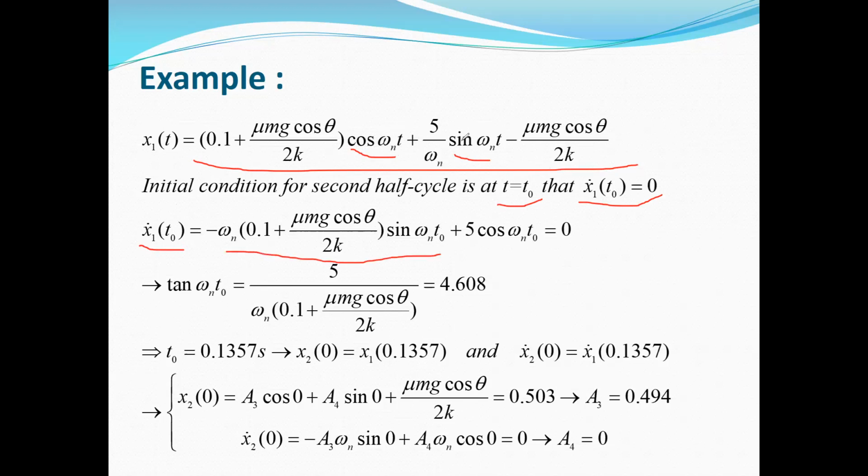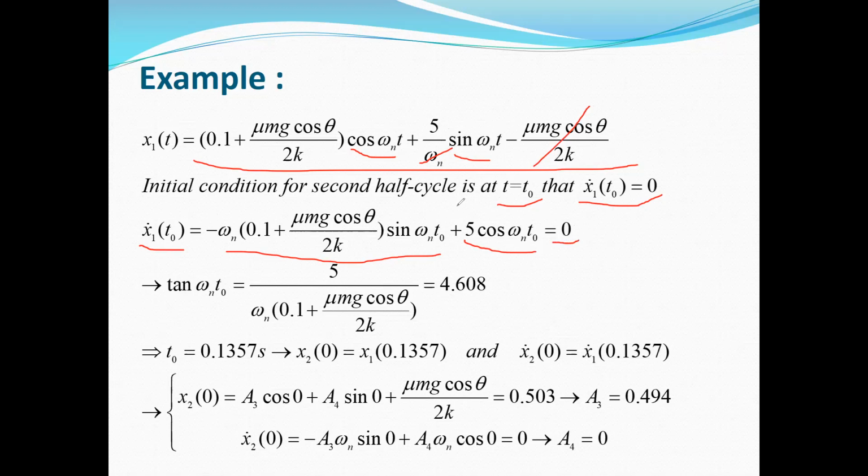The second term is the derivative of sine omega n t, which is omega n times cosine omega n t. This omega n will be cancelled out with this omega, and we will have the second term, and the derivative of this term is 0. So at t equal to t naught, the velocity must be equal to 0, or at t equal to t naught, this term must be equal to 0.